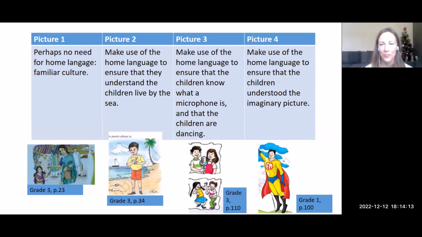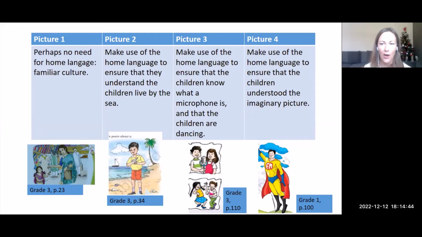The last one, so what do we have here? Someone with superhuman abilities. So again, are students familiar with this? Are they familiar with cartoons who look like this from what they see on TV and what they read? Again, we need to make sure they understand this is an imaginary person with imaginary abilities before we start giving words to this in a foreign language.